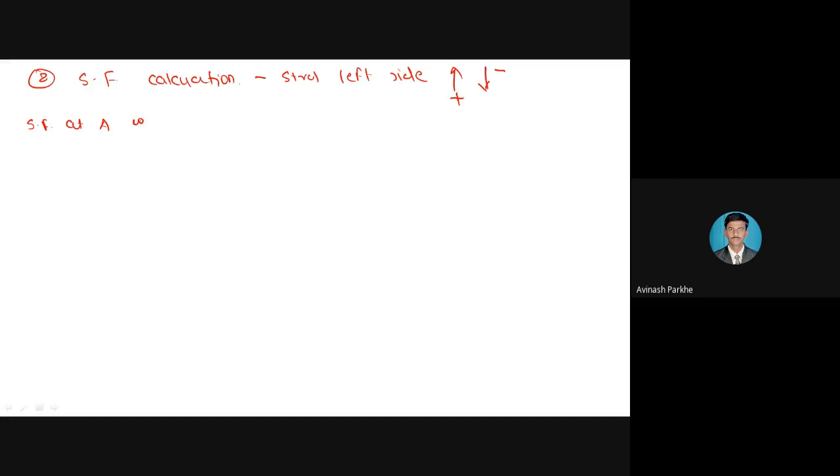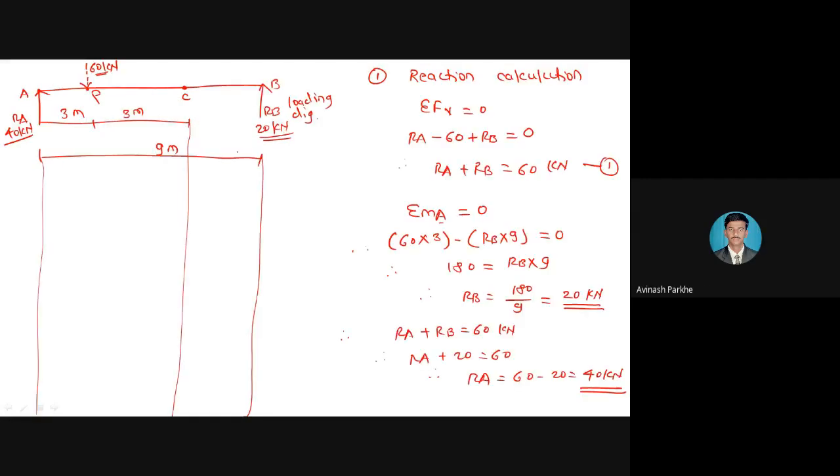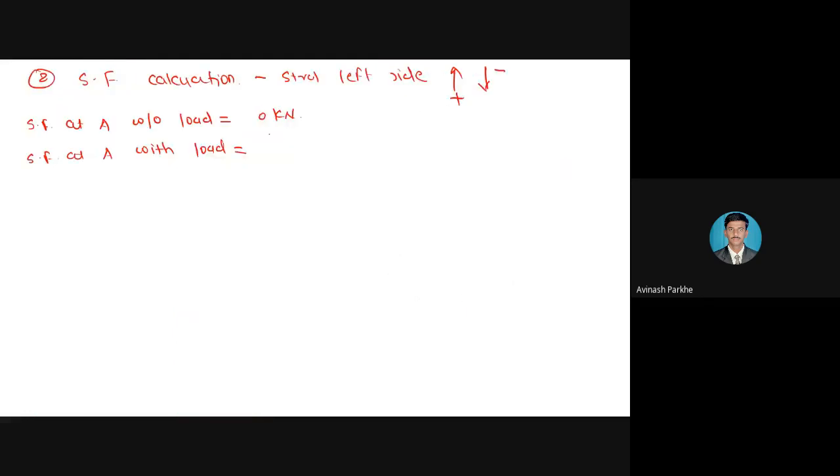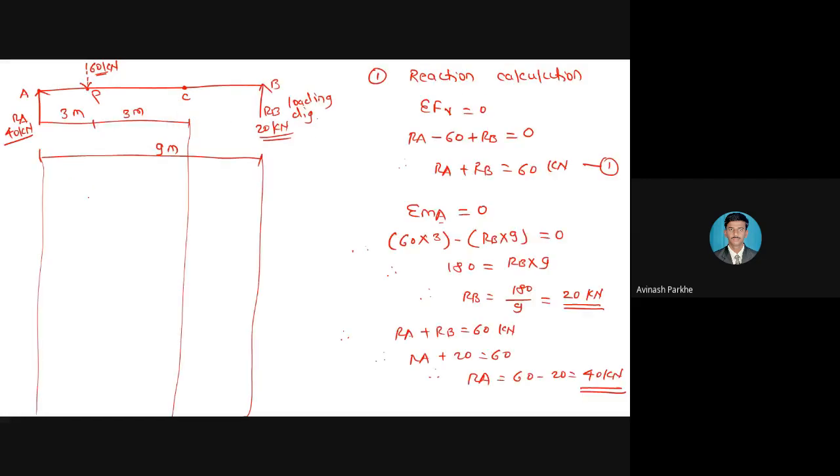Now first of all, without load, shear force at point A without load, what is the magnitude? Without load, 0 kilonewton. Then shear force at A with load, what is the value? Shear force at A with load is 40, because we have calculated the reaction at point A. It is moving in the upward direction, therefore plus 40 kilonewton. Okay, then shear force at, now go to the figure.